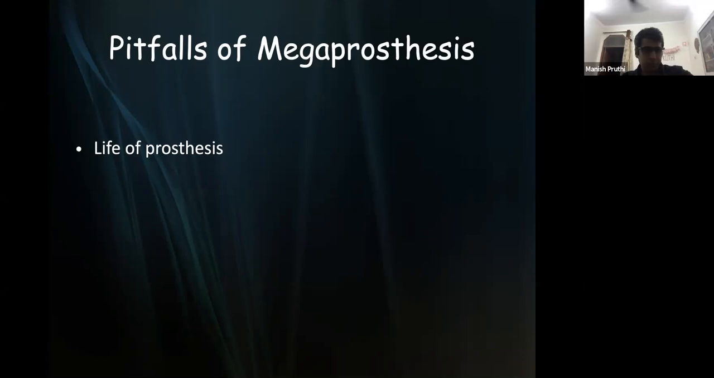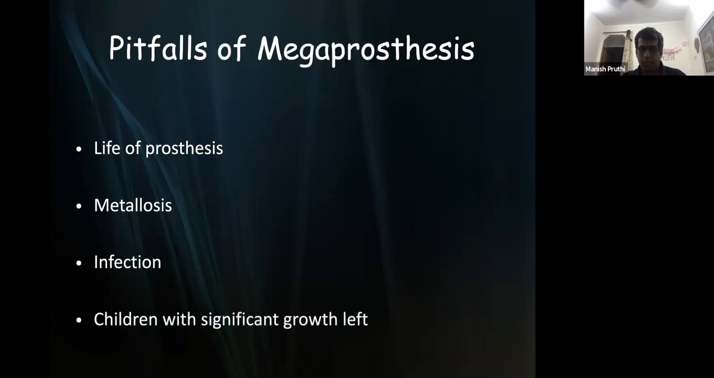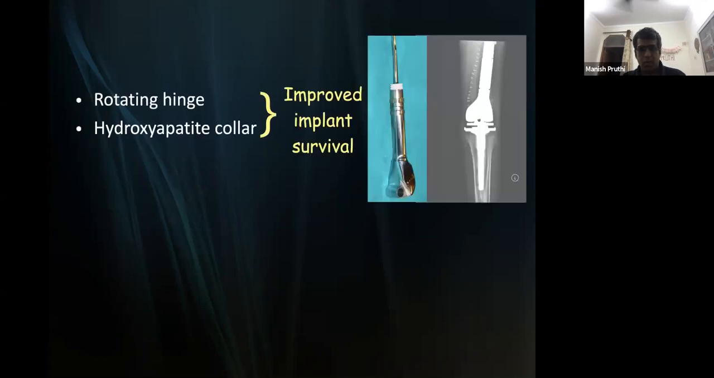The other problem that we face is metallosis, because sometimes these metal ions keep releasing in the blood and in the tissues, and they cause a severe reaction. Sometimes we face infection. And the last problem that we face is the mega prosthesis in pediatric age, where there is a significant growth which is remaining. So going to the first trouble that we face, the life of a prosthesis.